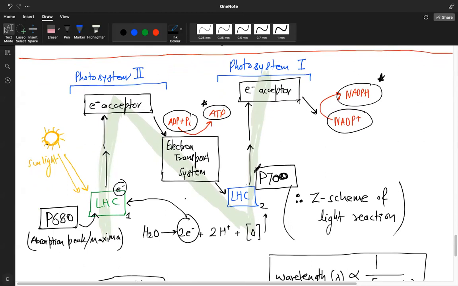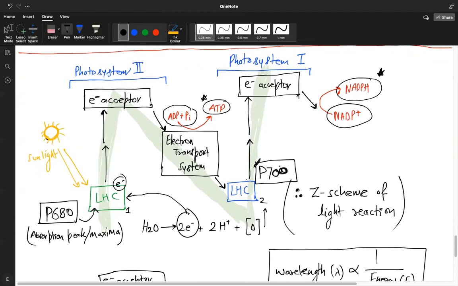Sir, I have a little doubt. Can you explain how in photosystem 1 the maxima increased to P700? Yes, sure. Now, do you understand what this 700 is? This 700 means 700 nanometer of light wavelength. And this 680 means 680 nanometers of wavelength, correct?